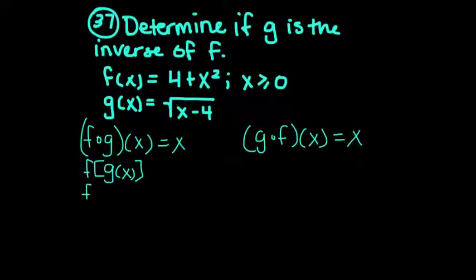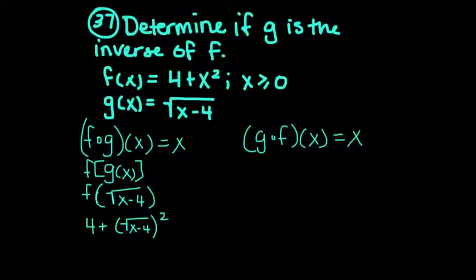So I will be evaluating the function f at the function g of x, and g of x is just the square root of x minus 4. So this means finding f of the square root of x minus 4. So back to my function f, wherever I see an x, I'll plug in that square root of x minus 4. So I have 4 plus the quantity, the square root of x minus 4 squared, which gives me 4 plus the radical and the exponent cancel out, so that leaves me with x minus 4. My 4's cancel, and I do have x. So the composition f composed with g of x does equal x.